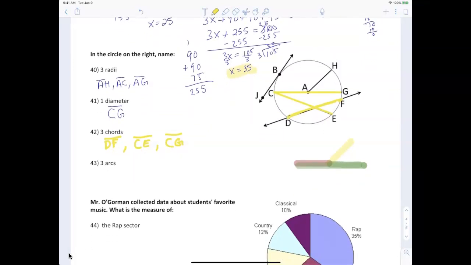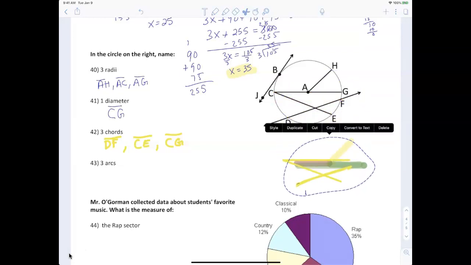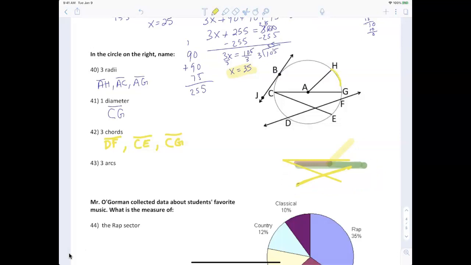Now the arcs. All right, so I'm going to move this out of the way now. Remember, arcs are just parts of the circle, the edge of the circle. So that from here to here is considered an arc. So you would say HG. Then you could say, for example, right here is one, FE. And then you could say, for example, DE.